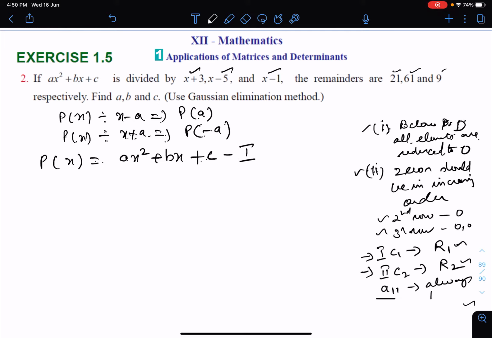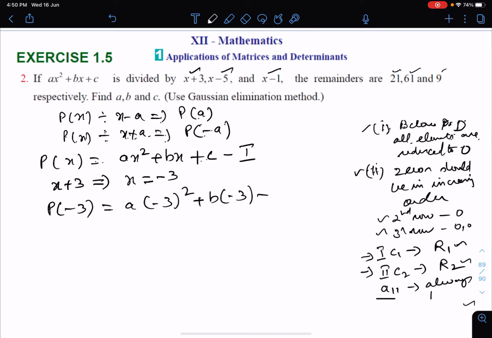In this you are going to put the 3 factors and find the value of p of a. First, if x plus 3 is a factor, you will get x is equal to minus 3. So substituting, p of minus 3 is a into minus 3 the whole square plus b into minus 3 plus c. The remainder they have given is 21. So it is going to be 9a minus 3b plus c equal to 21. This is going to be our first equation.